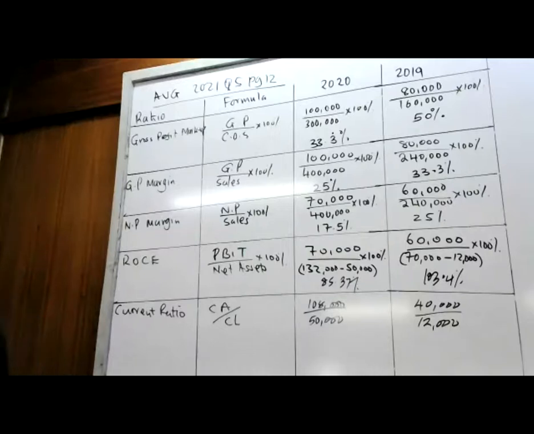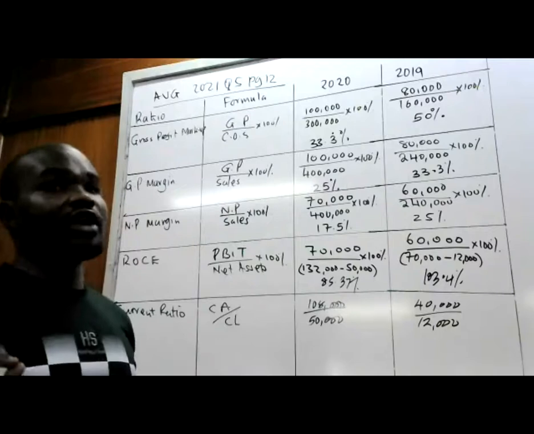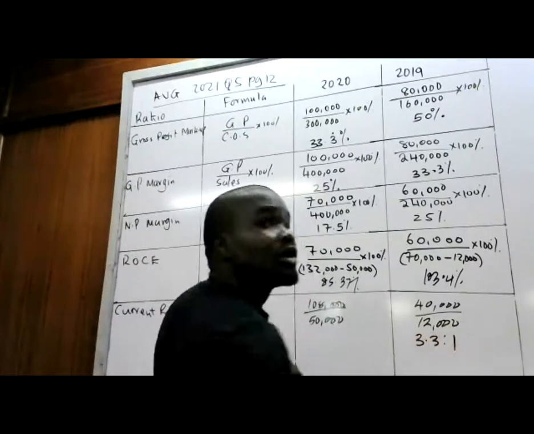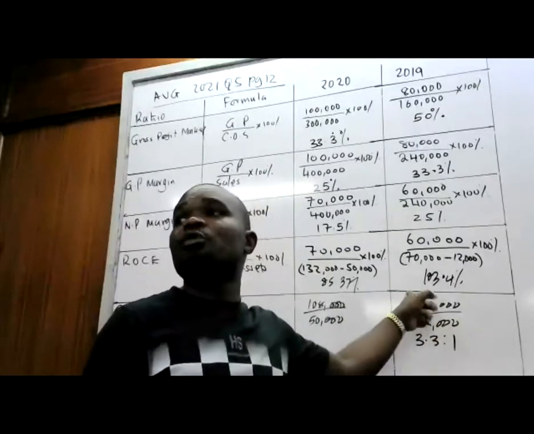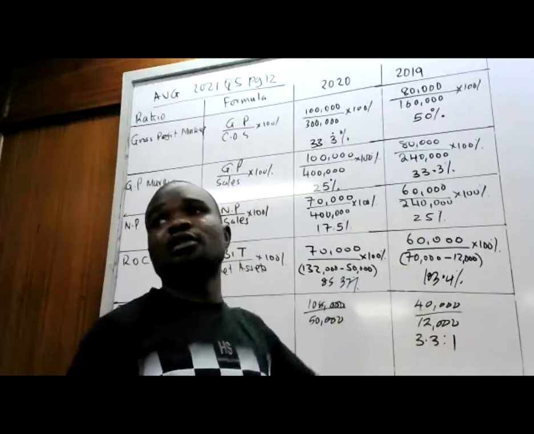So, for example, tell me what you get. If you take 40 divided by 12, what do you get? 3.3. So it will be this way. The answer will be 3.3 to 1. Because what it means, this one goes here once, it goes here 3.3 times. So it is 3.3 over what? Over 1.